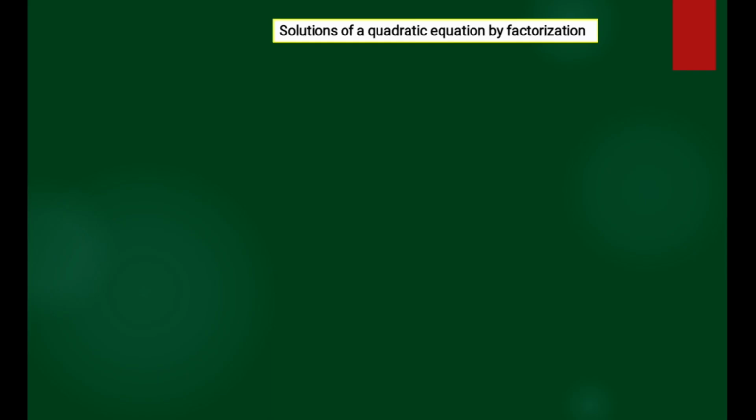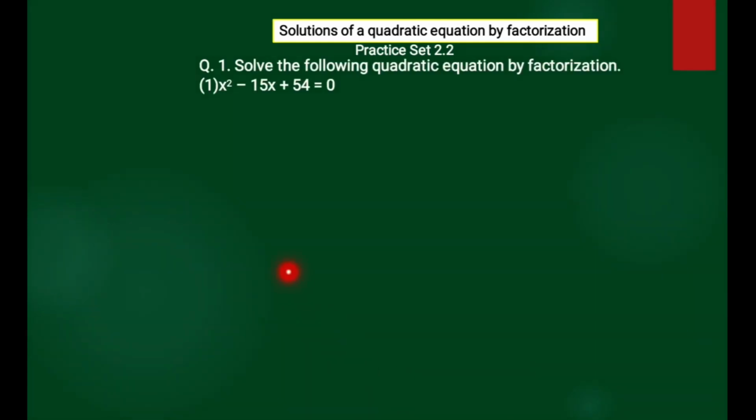We see what is meant by factorization and how to use this method. So see practice set 2.2, we take the first example. The question will be asked in the form: solve the following quadratic equation by factorization. Here the equation is x square minus 15x plus 54 equals 0.